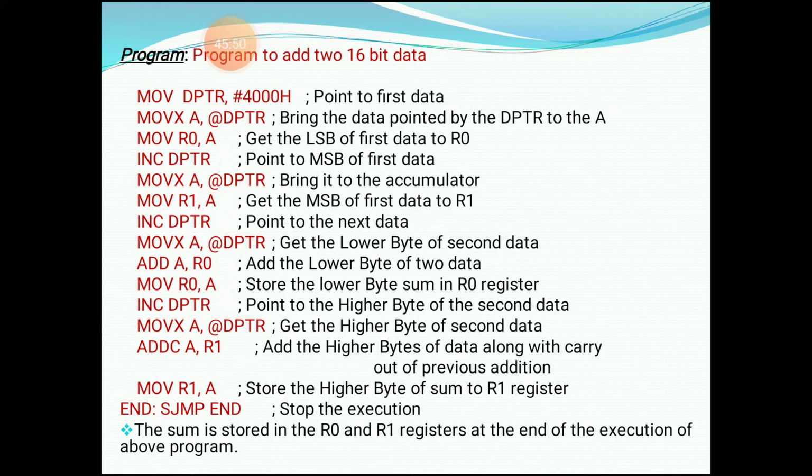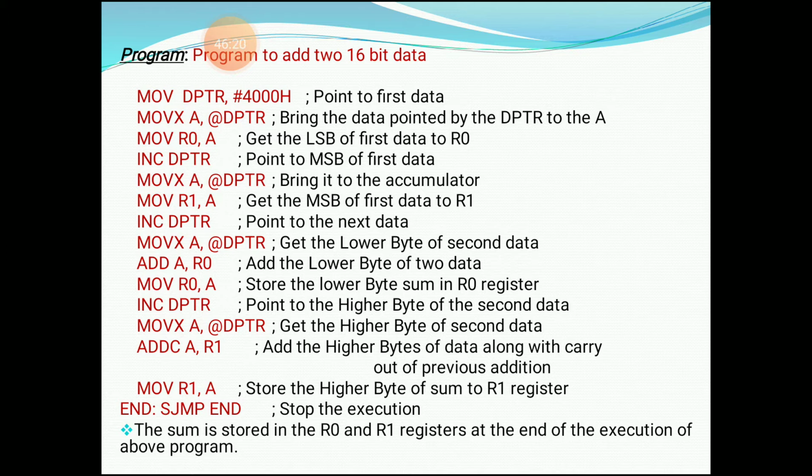And after that, the accumulator contains the lower byte of the second 16-bit data, which is added with the lower byte of the first 16-bit data from R0, that is, add A comma R0. This instruction performs the lower byte addition, the lower 8-bit addition. After the addition, the result is stored in the accumulator and copied to the R0 register. Now increment to the next location, that is 4003.